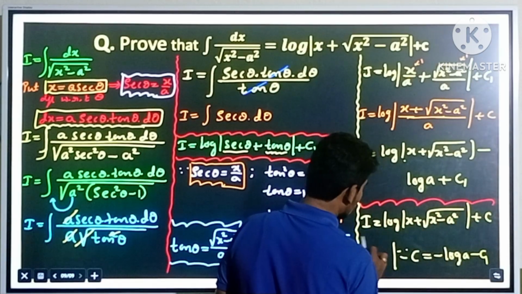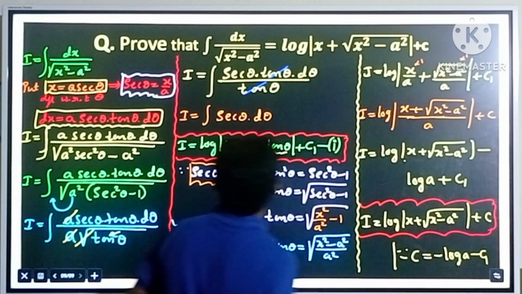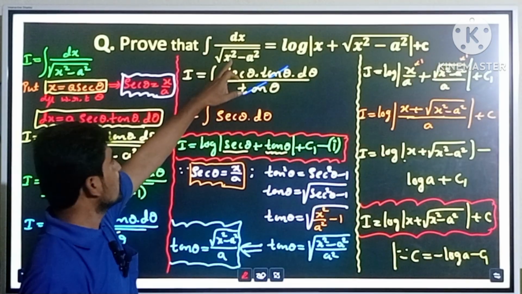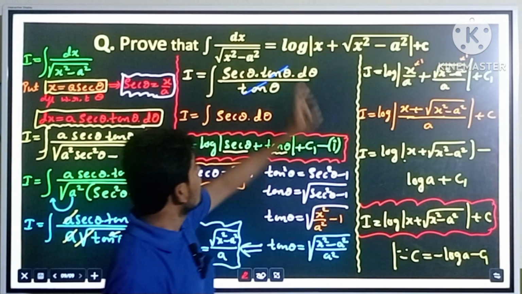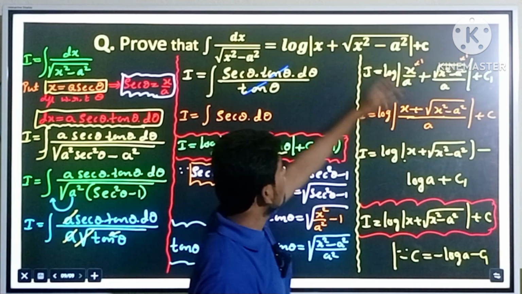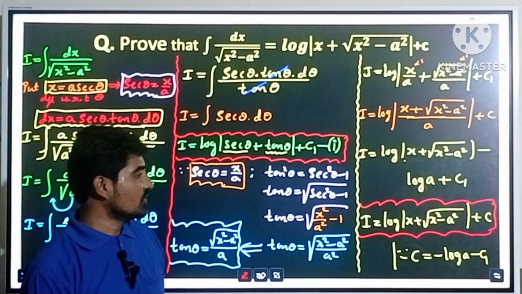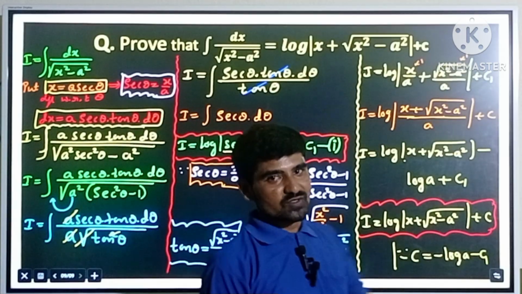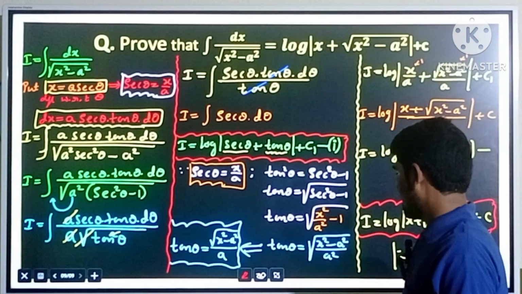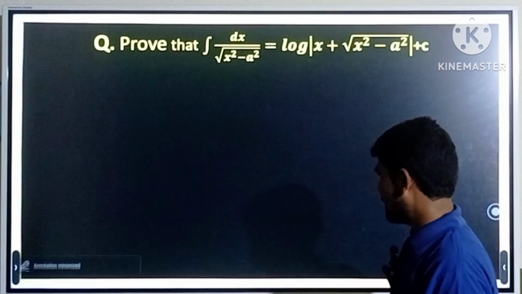See the question: integration of dx divided by root x square minus a square is equals to log x plus root x square minus a square plus c. I hope all of you understood. And the last one, the sixth one, is also similar to this type only. Let's start the sixth one here.